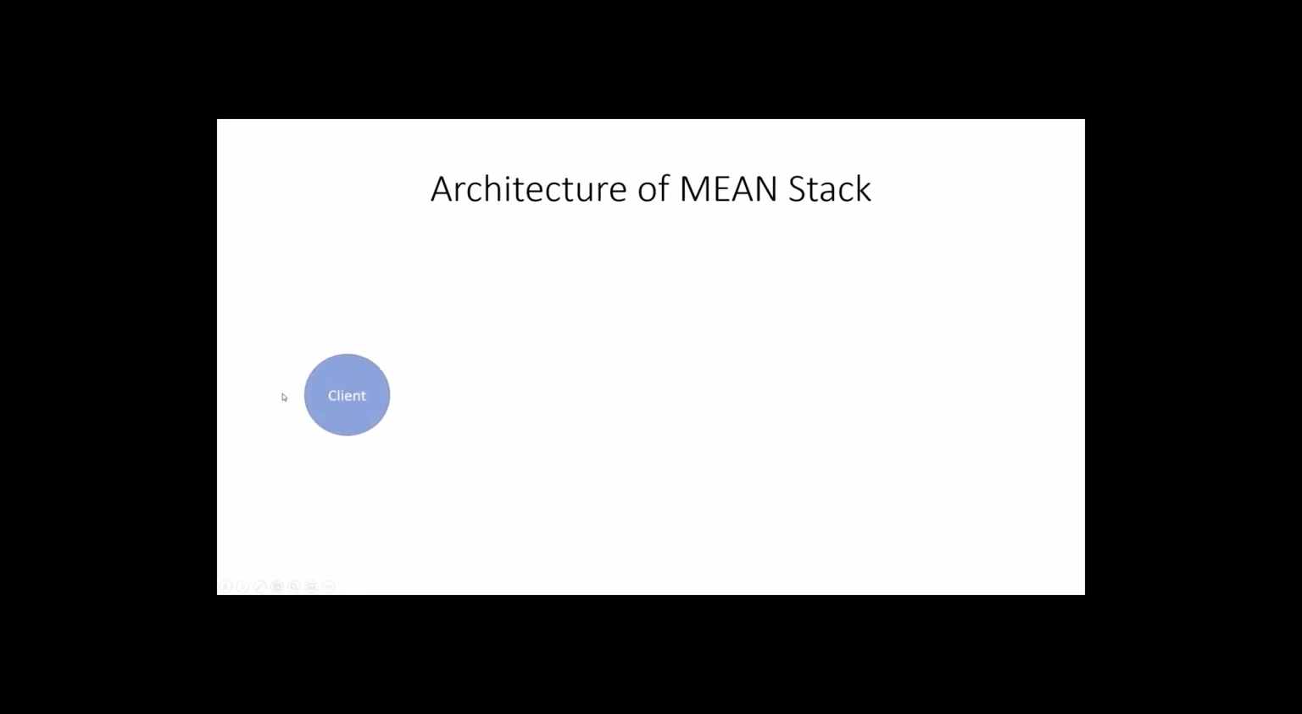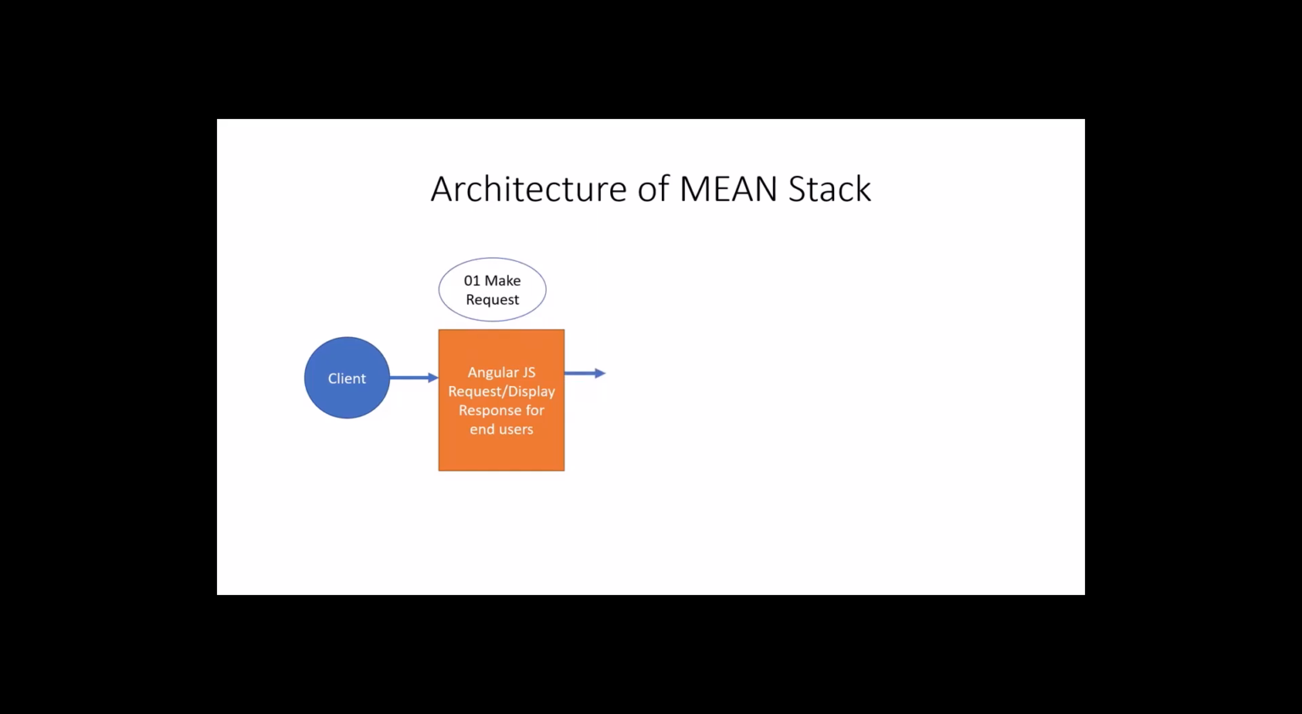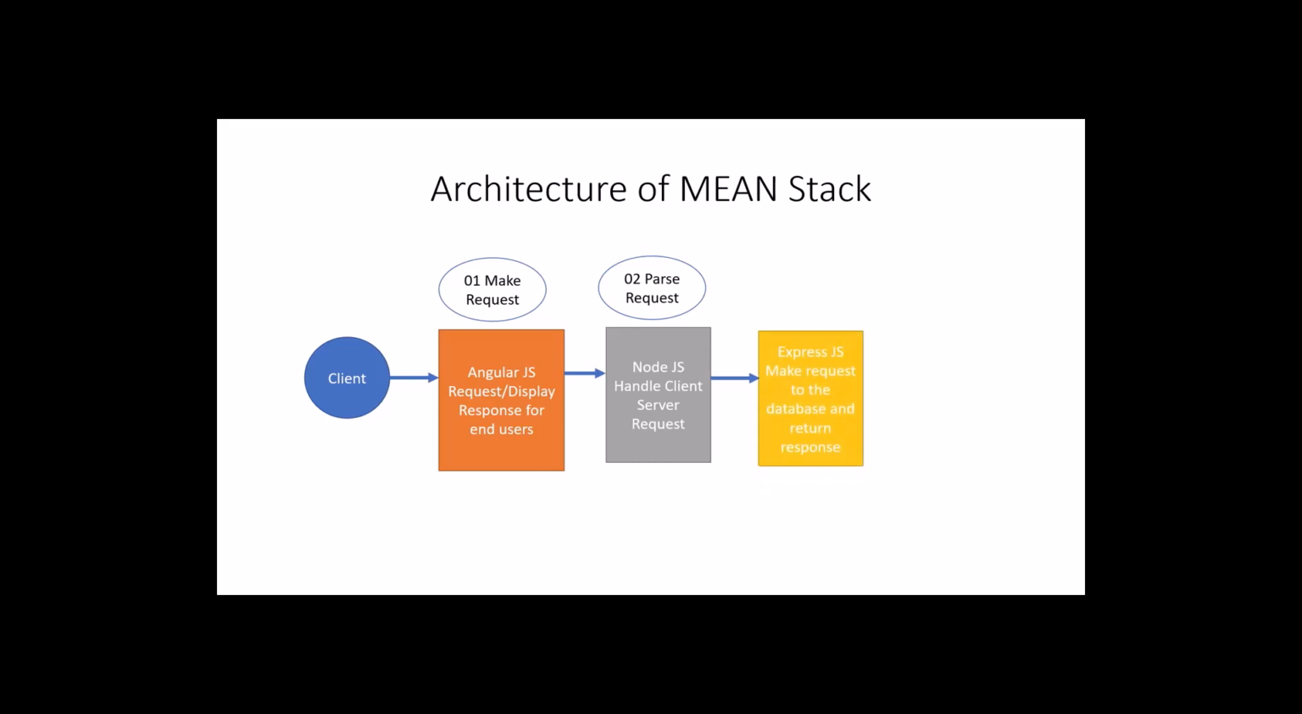This is the client, which is Angular, the Angular JavaScript framework. Its job is to request and display the response for the end users. So it is making a request, and then it interacts with Node.js, which handles the client-server requests. This is basically parsing the request, and then Node passes it to Express.js to make the request to the database and return the response.